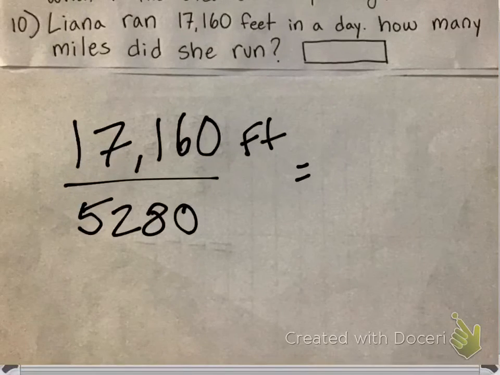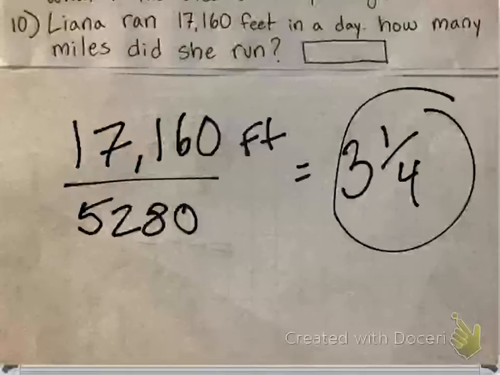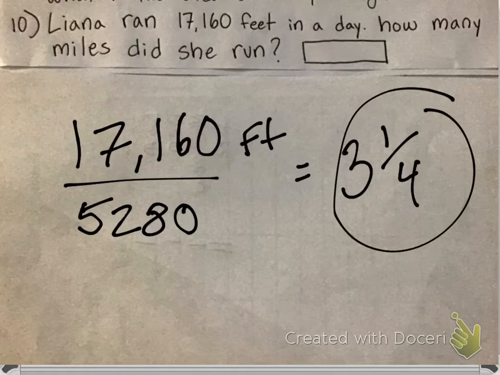If we did the long division, one other way is that we can just continually add 5,280 until we go over, but we get 3 1/4. Remember, I always make them work out pretty nicely. We get 3 1/4. Okay, next slide.